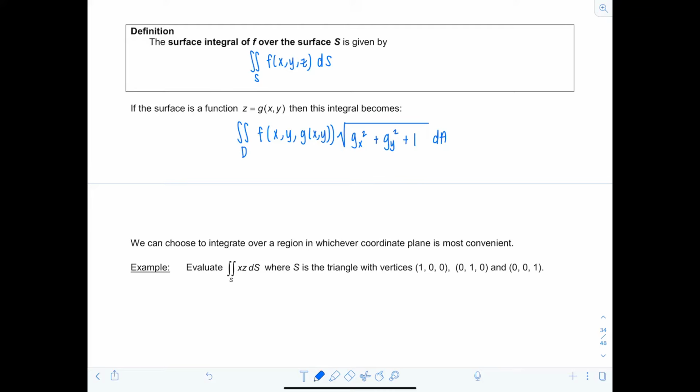Okay? And we can choose to integrate over a region in whichever coordinate plane is most convenient. So it could be the xy plane, it could be the xz plane, or the yz plane. You want to do what's going to be most convenient in the problem. How do you know? You look at the integrand. Okay, so I'm going to talk you through the next example. That way when you have to set it up on your own, you'll be able to reason through.